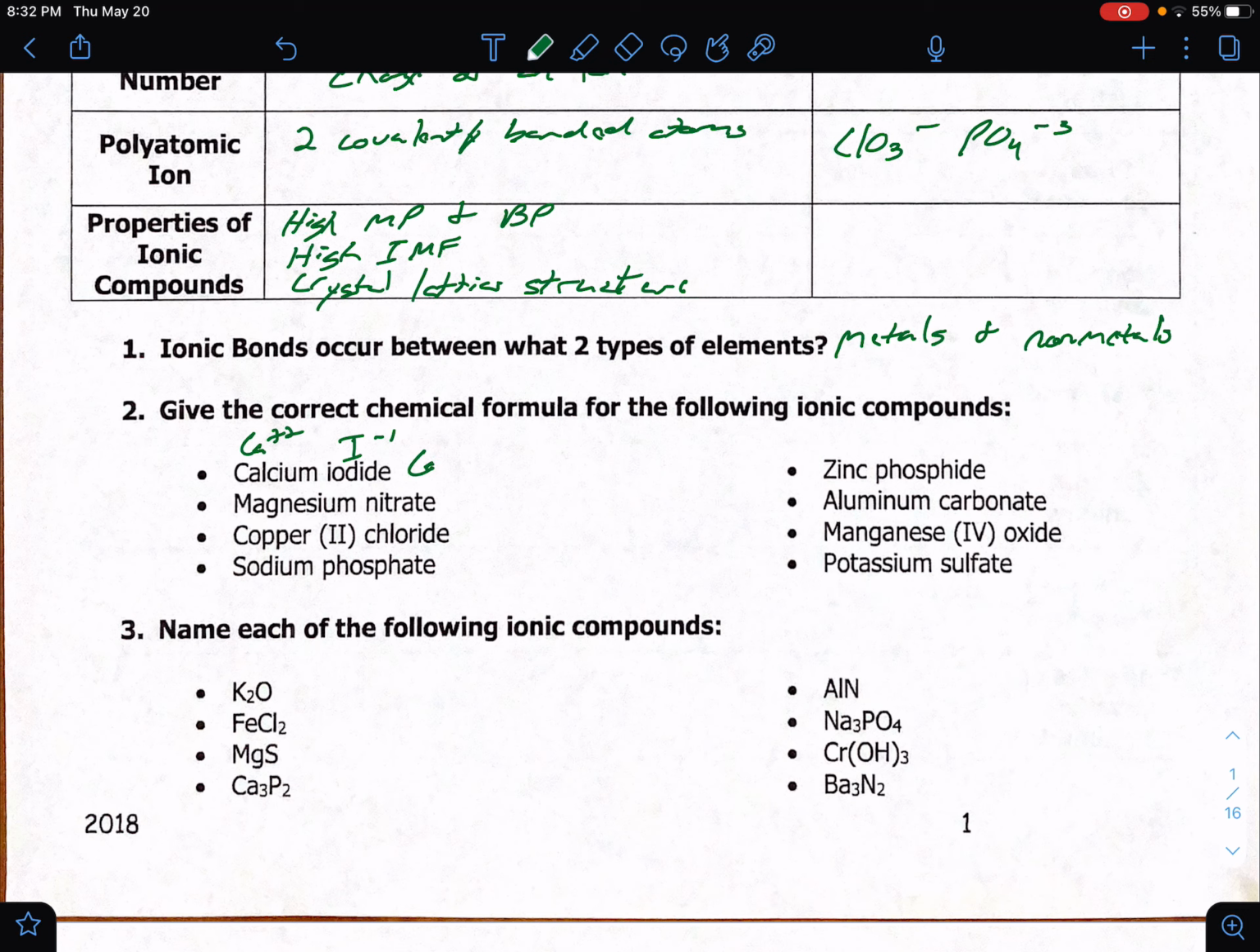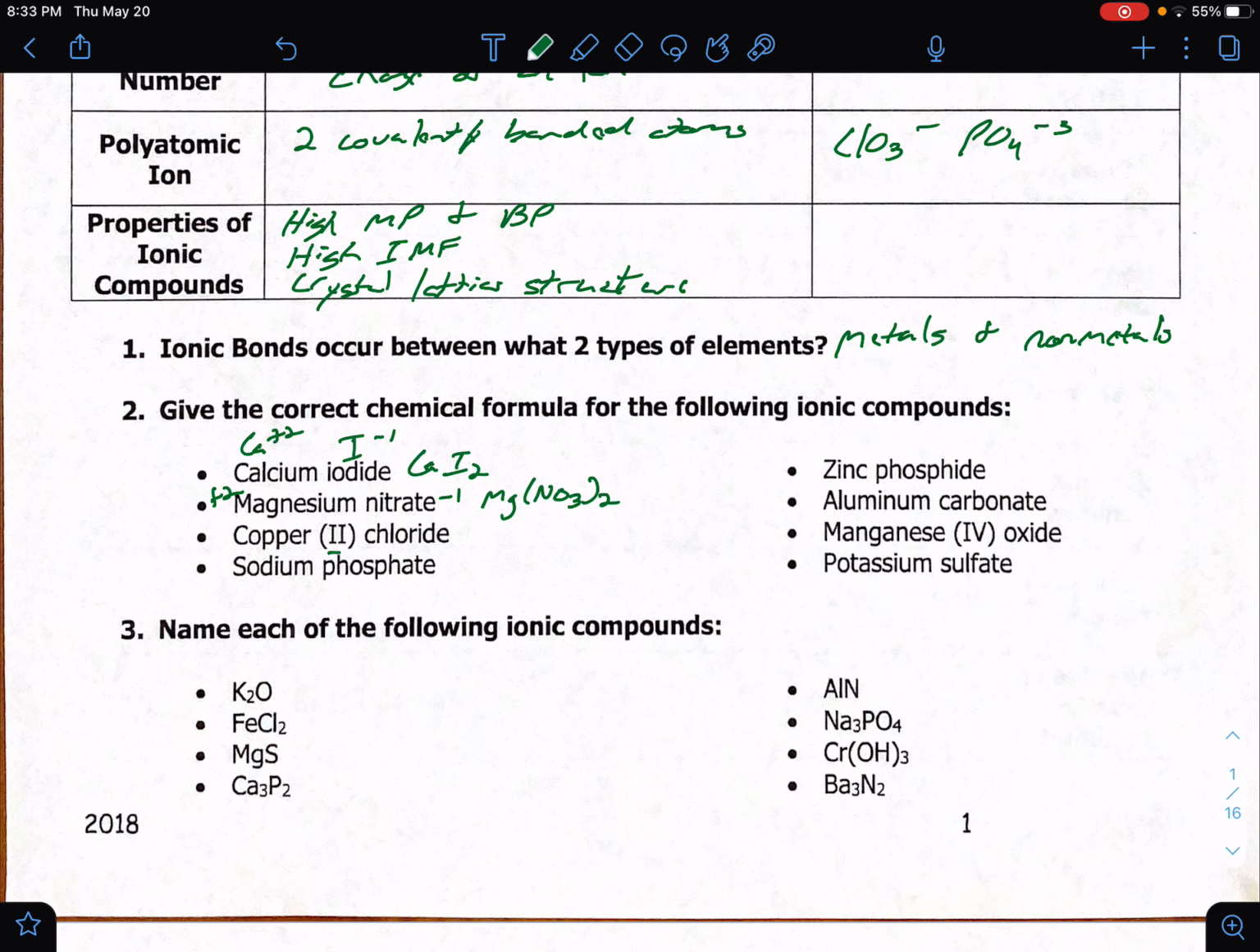So this would be CaI2. Magnesium is going to be a +2. Nitrate is a -1. So they're not balanced, so I'm going to need 2 nitrates. So this is going to be Mg, and I'm going to put NO3 in parentheses with a 2.